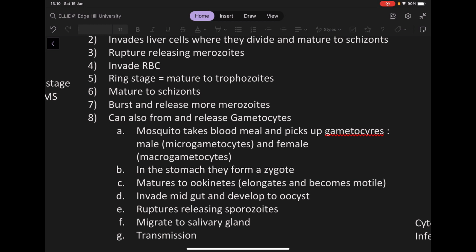These can then invade the midgut of the mosquito and develop into oocysts, which rupture and release the sporozoites, which migrate to the salivary gland and allow for transmission if they bite someone else.